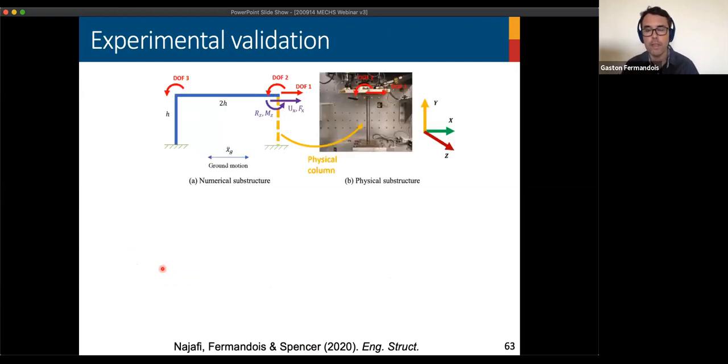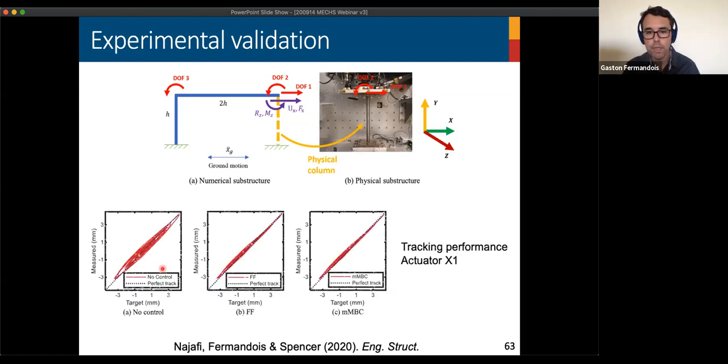As an experimental validation, we use the same test setup, the same steel column, but in this case, we consider 2 degrees of freedom on the boundary of the column, 1 translation in X direction, and 1 rotation. And here are the results. Basically, no control, large delays and large errors in the synchronization subspace plot. But when we installed the feed-forward compensator, or the modified model-based compensator using this feedback regulator, we got reasonable results.